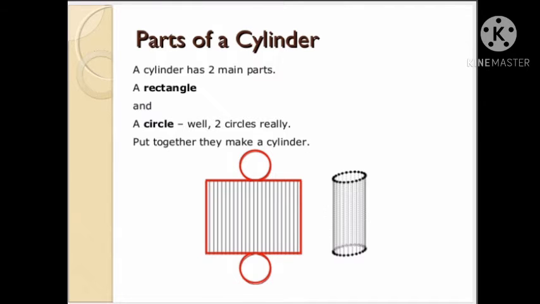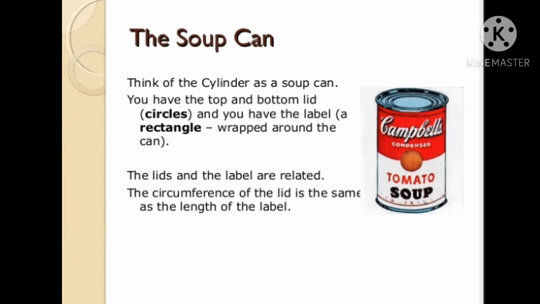Next, parts of a cylinder. A cylinder has two main parts, that is a rectangle and a circle. Two circles put together with a rectangle make a cylinder. Example for cylinder, the soup can.